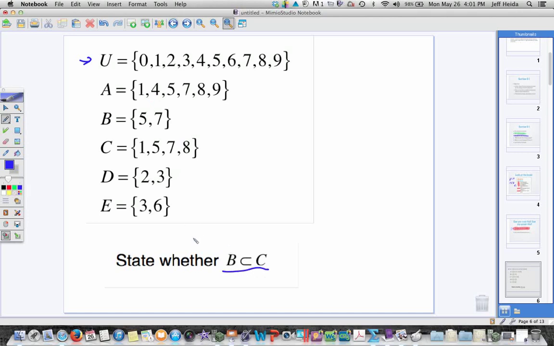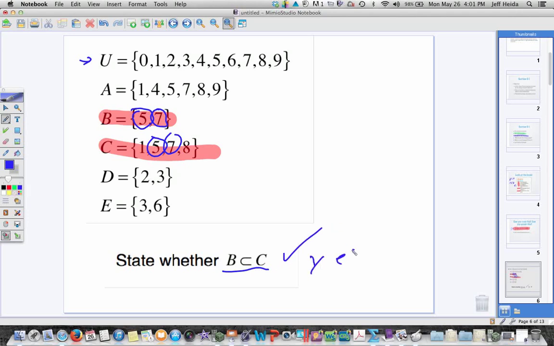What does that say? What is the question there? It is, B is a subset of C. So the question you have to ask yourself, is B a subset of C? In order to check that, you have to find the terms in B. 5, is 5 in C? Yes. 7, is 7 in C? Yes. So B is a subset of C.